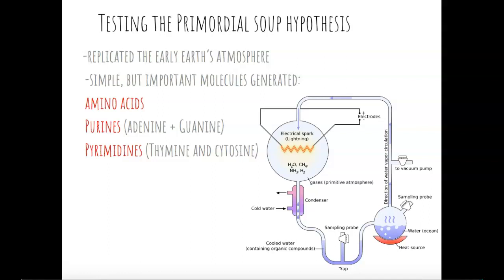And when they ran this experiment again and again, that started with nothing but water and gases and some electricity, which would have been created by lightning. So they were replicating the Earth's early atmosphere, as well as possibly the environmental conditions where most of the surface of the Earth was covered in water. There were simple but important molecules that were generated. They made from these gases and water amino acids, which are the building blocks of proteins, purines and pyrimidines, which should look familiar to you guys because they are the building blocks of RNA and DNA.